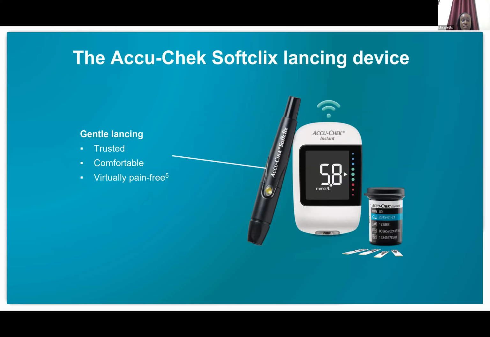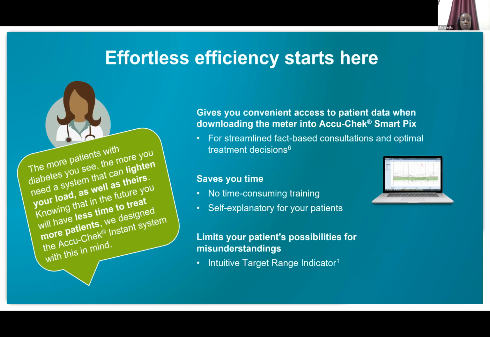So in terms of the lancing device, as we all know, a meter comes with a lancing device, or what most people call a pen. So basically, this is the one that the patient gets a blood sample with. This is the one they use for pricking. We have a patented technology, which we call the Clicks motion. One thing about our lancing device is that it's really trusted, it's comfortable, and it's virtually pain-free. Like I've mentioned, it comes with the patented virtually pain-free technology. So basically, when we talk instant, we say that effortless starts here.